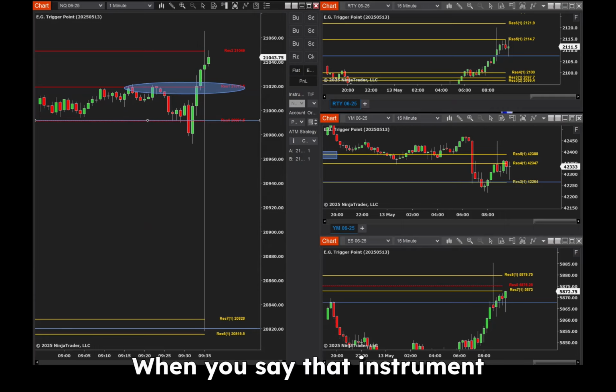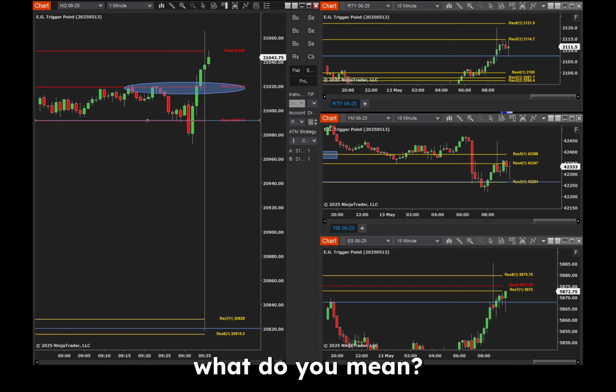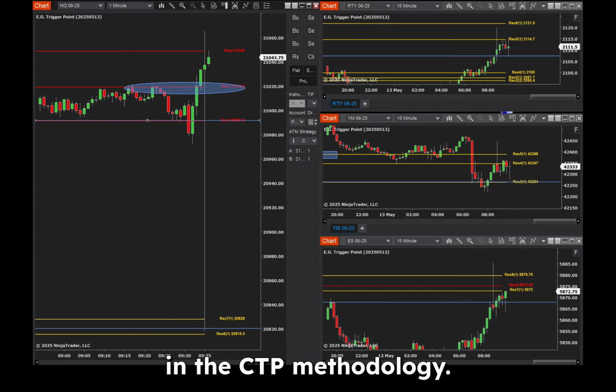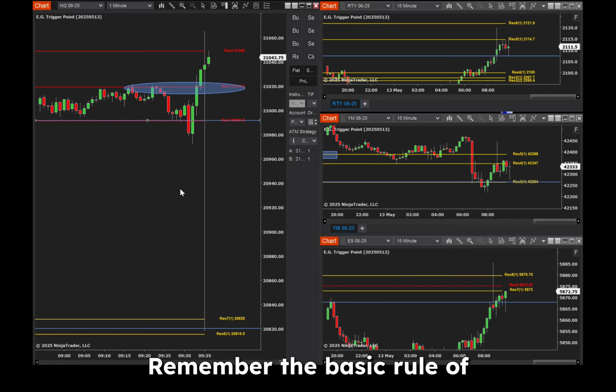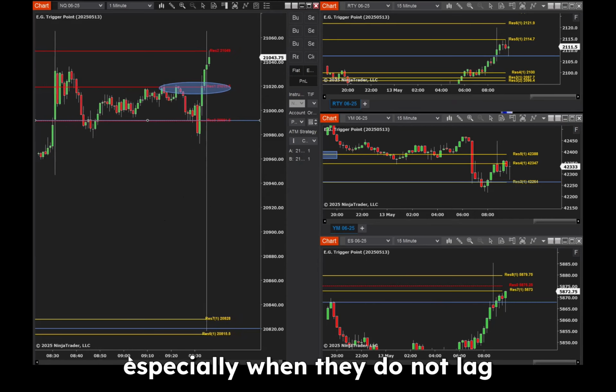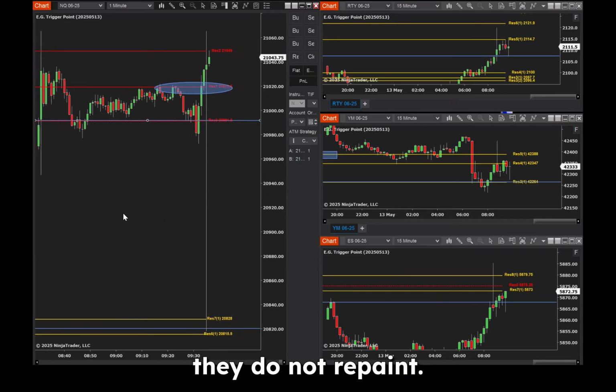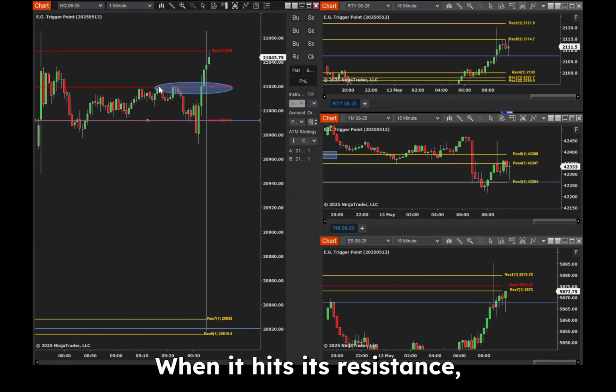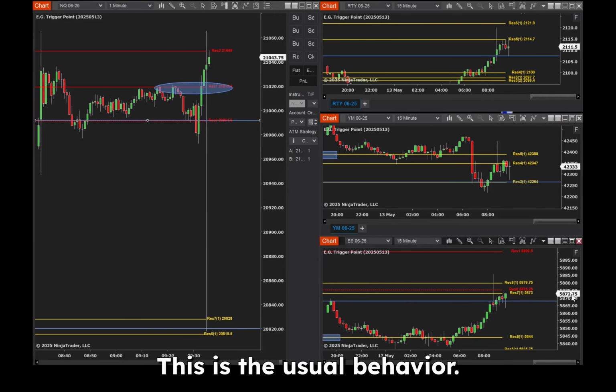Yeah, okay, so when you say that instrument is contradicting, what do you mean? You speak about disagreement. Disagreement is very important in the CTP methodology. Disagreement means the following. Remember, the basic rule of trading support and resistance, especially when they do not lag and they are fixed and they do not repaint: buy at support, sell at resistance. Why? Because when the market hits its support, we expect it to go up. When it hits its resistance, we expect it to go down. This is the usual behavior.